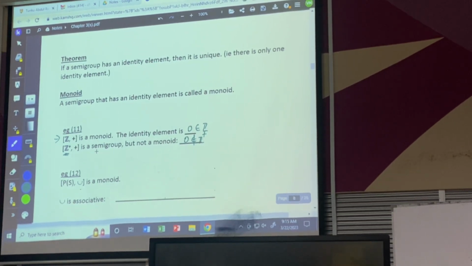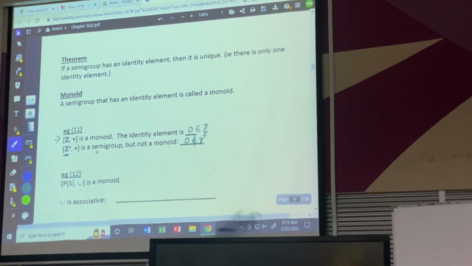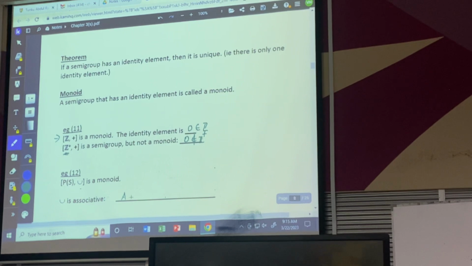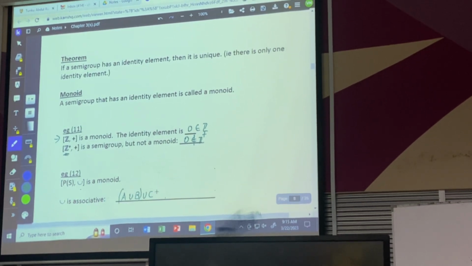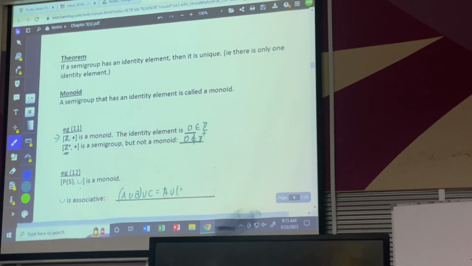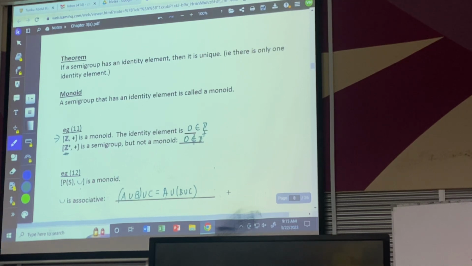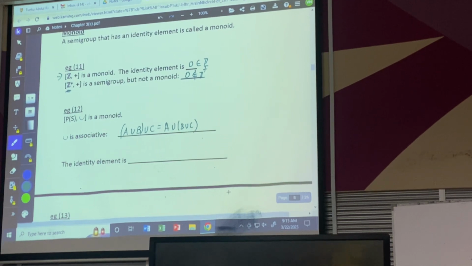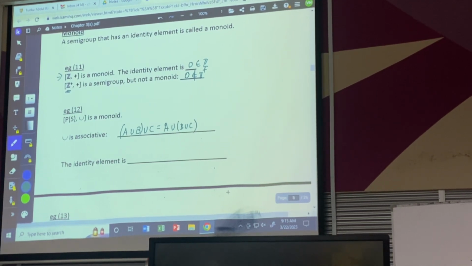And the following one is power set with union. Again, this one we know that union is associative. So to show associative, we just use the set A union B union C. Do associative, huh? A union B union C. This is to show that it is a semigroup. So all this, of course, it will belong to the power set.